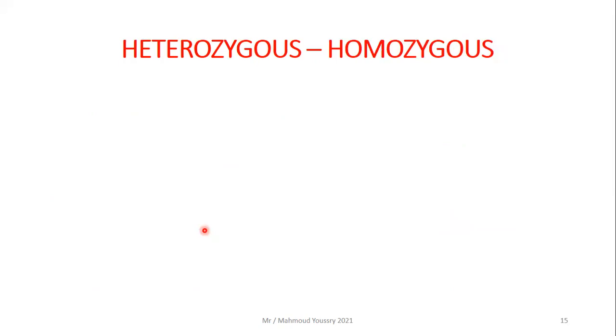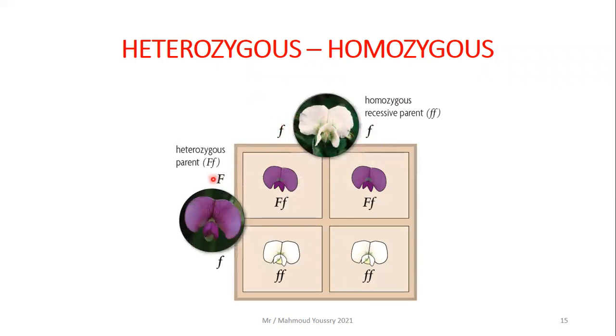Then the third example is heterozygous by homozygous. This is different. So the heterozygous parent is capital F small f, and the homozygous recessive parent is small f small f. In this case, what would happen? We distribute the alleles on the axis, then distribute the gametes, one allele from each parent, in the squares as usual. So the first one will be capital F small f, the second square capital F small f, the third small f small f, and the fourth small f small f. So as you can see, it is 50-50, or 1 to 1.